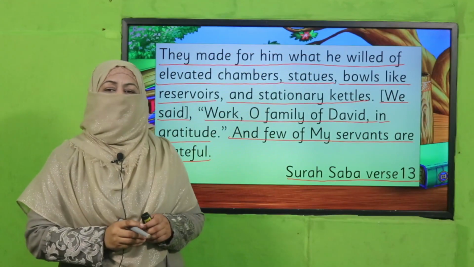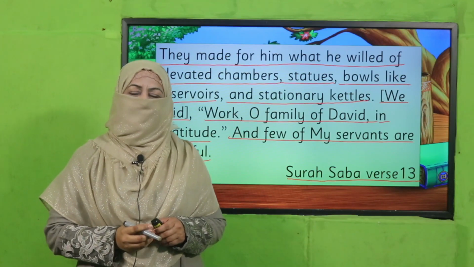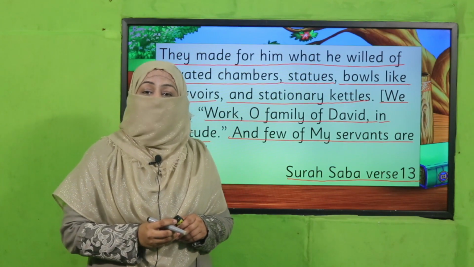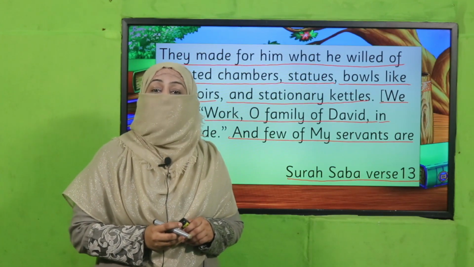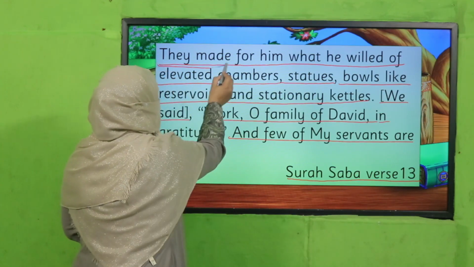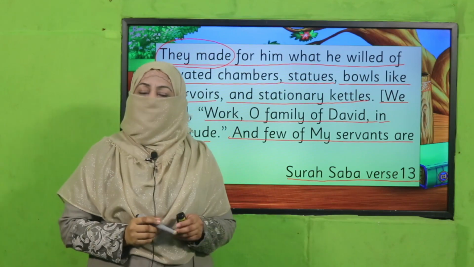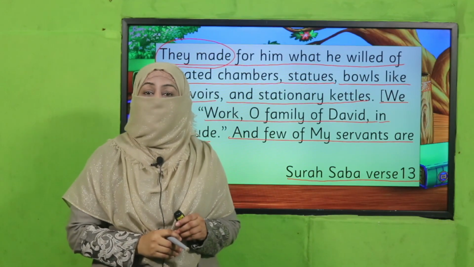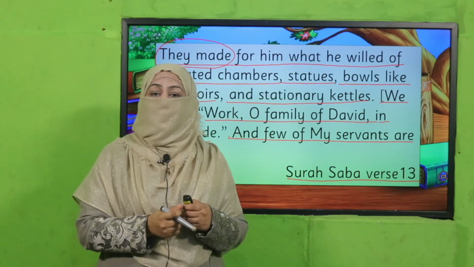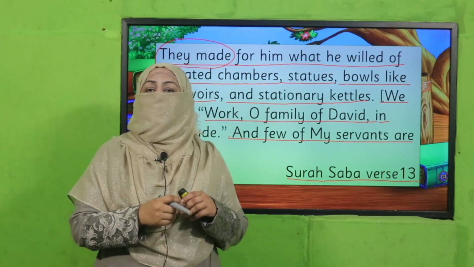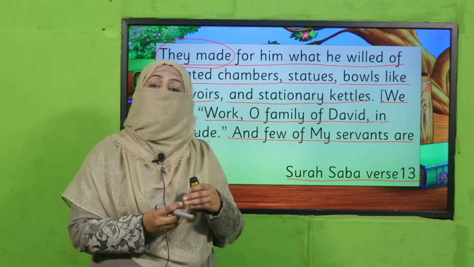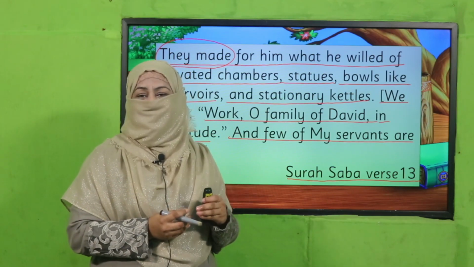Yes, my dear children. Beta, what is this beautiful verse telling us? Allahu Akbar. This verse is about Hazrat Sulaiman alayhi salam, who was son of Hazrat Dawood alayhi salam. And Allah subhanahu wa ta'ala is saying, they made, who? Jinns. Allah has given Hazrat Sulaiman and Hazrat Dawood alayhimus salam the ability that they can control jinns, air, and very many creatures, right? So this was an ability given by Allah subhanahu wa ta'ala to them, right?